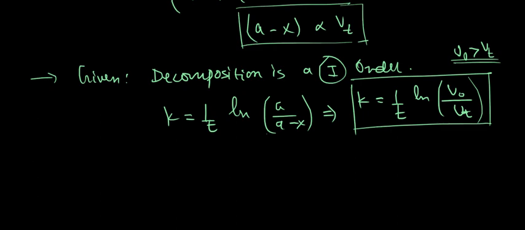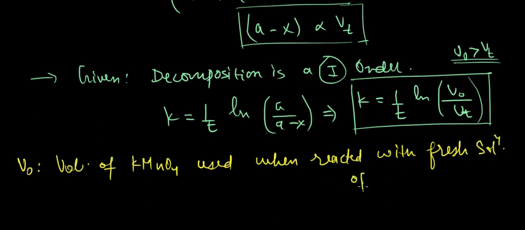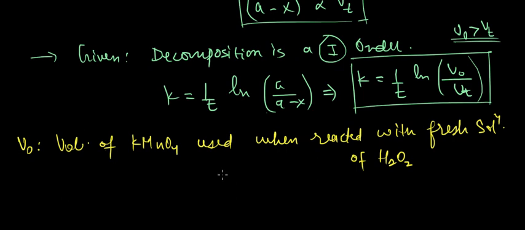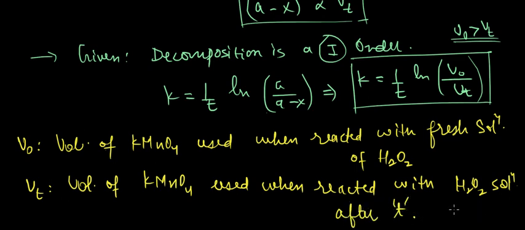So just writing it in words, V naught is the volume of KMnO4 used when reacted with a fresh solution of H2O2, and Vt is the volume of KMnO4 used when reacted with the H2O2 solution after time t.